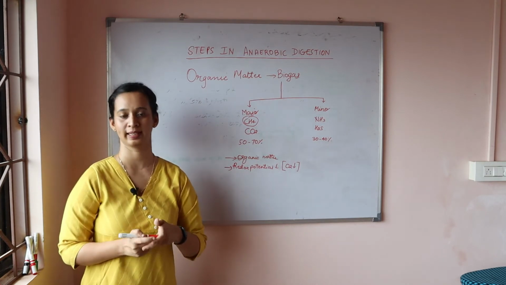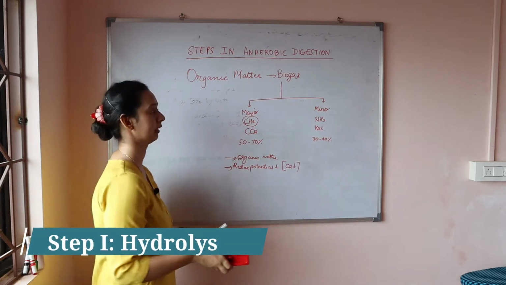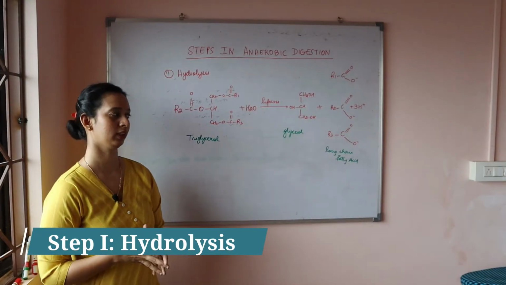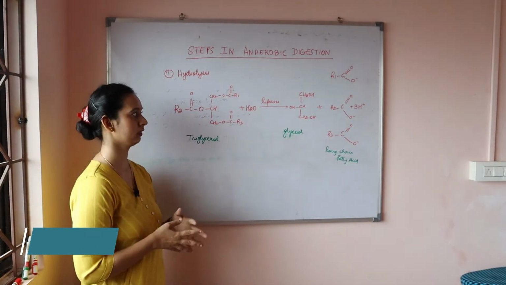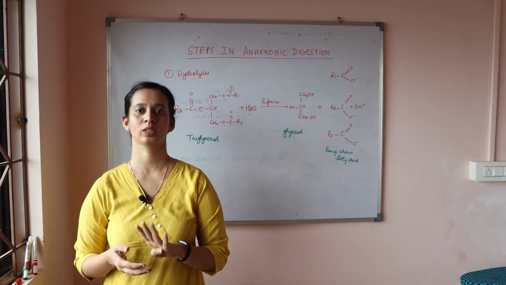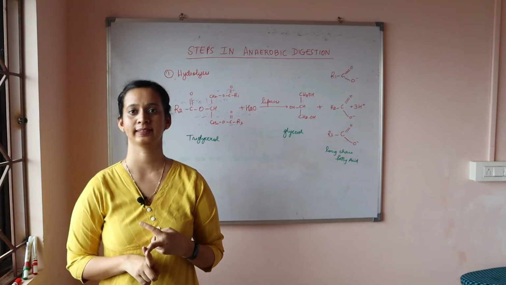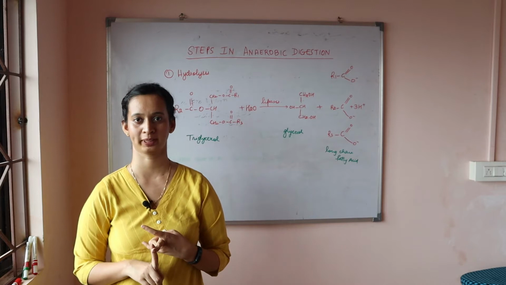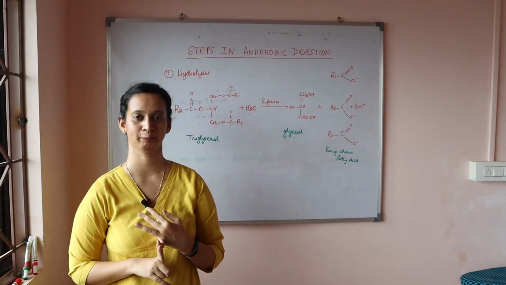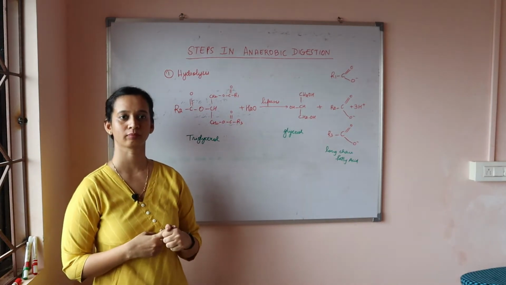Moving on to the next part, which is the first step in anaerobic digestion, hydrolysis. This anaerobic digestion is a four-step process. The first step is hydrolysis, second is acidogenesis, also known as fermentation, third is acetogenesis, and fourth is methanogenesis. First we will see what hydrolysis is.